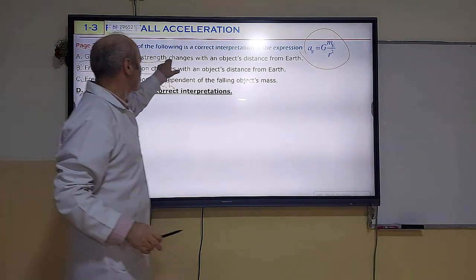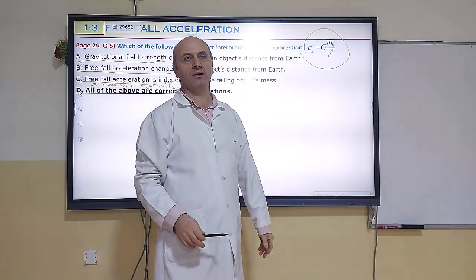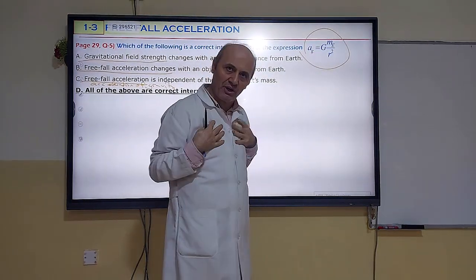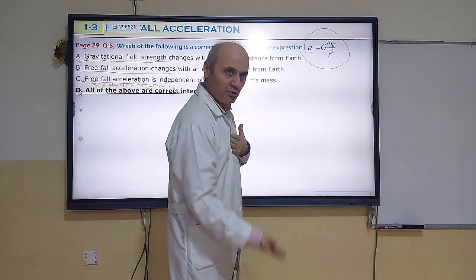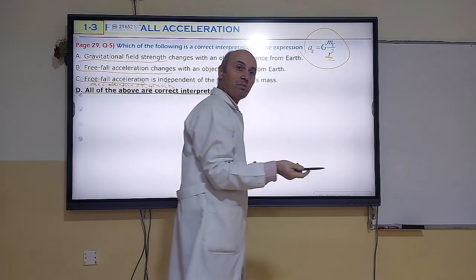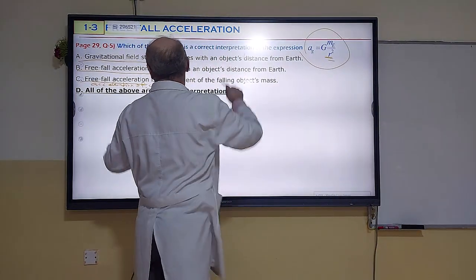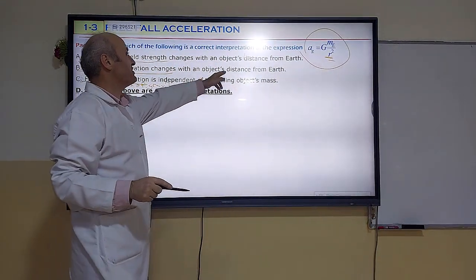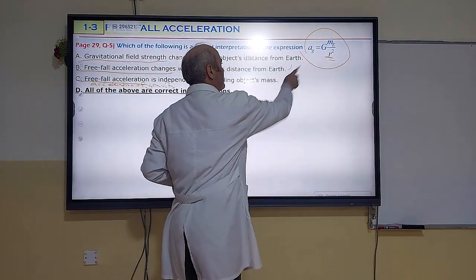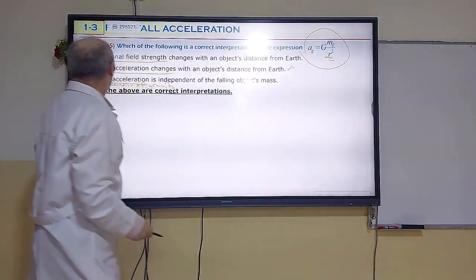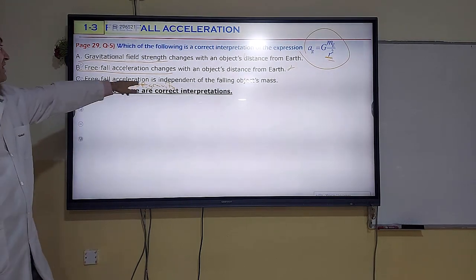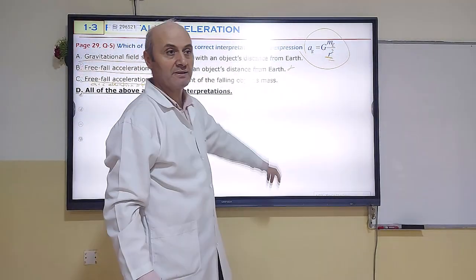A says gravitational field strength changes with the object's distance from the Earth. If I want to find the gravitational field strength at my location, I should take the distance from Earth to my position. This is correct, inversely proportional to the square of r. Free fall acceleration changes with the object's distance from the Earth. Same statement, only the description is different. Third one: free fall acceleration, or acceleration of gravity, or gravitational field strength, is independent of the falling object's mass. Yes, it is correct.